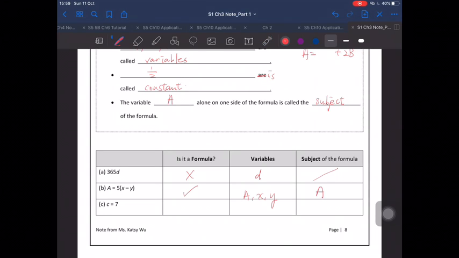So and then C is equal to 7. Is it a formula? It has an equal sign, but you will find that C is equal to 7. That means it is an equation. It is an equation, and we can solve for C. So therefore it is not a formula. So the variable is C. The subject of the formula is C. OK.